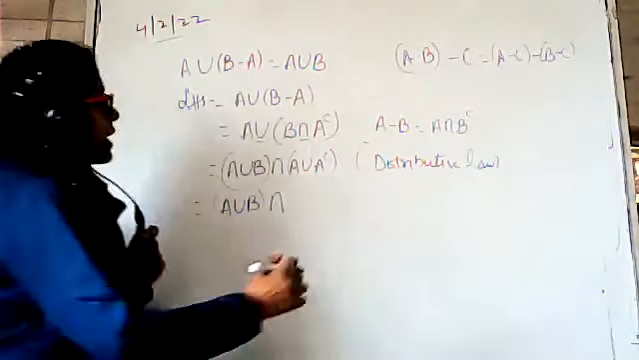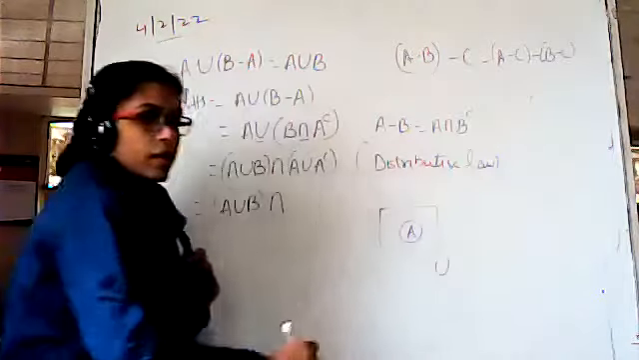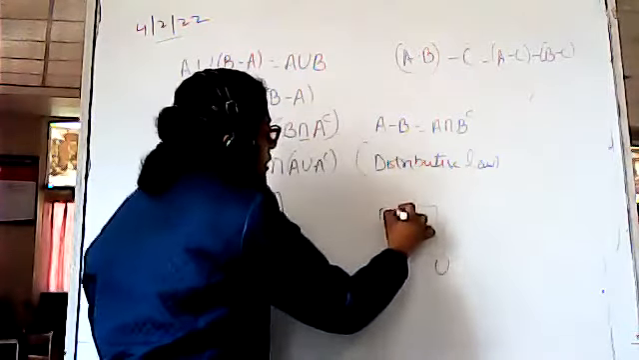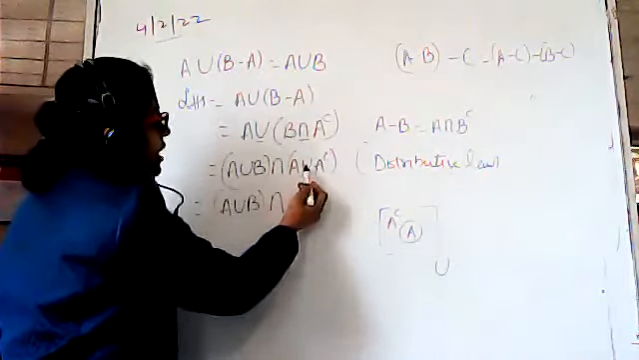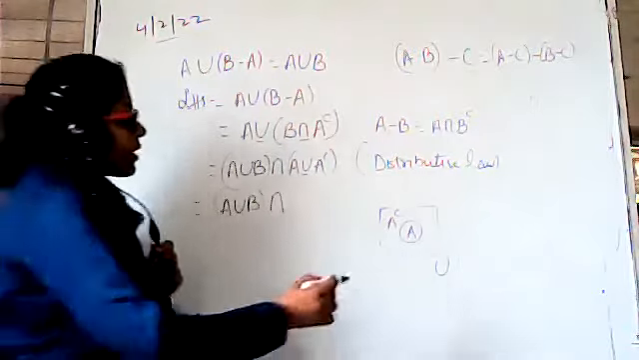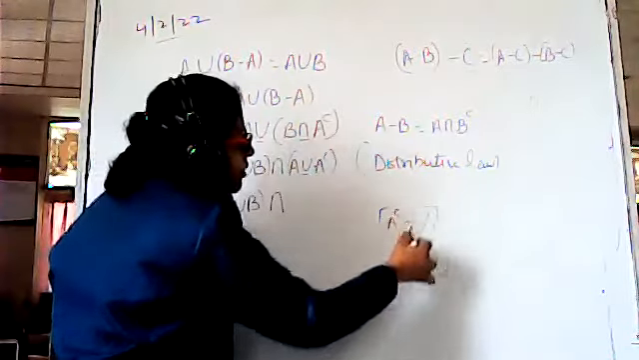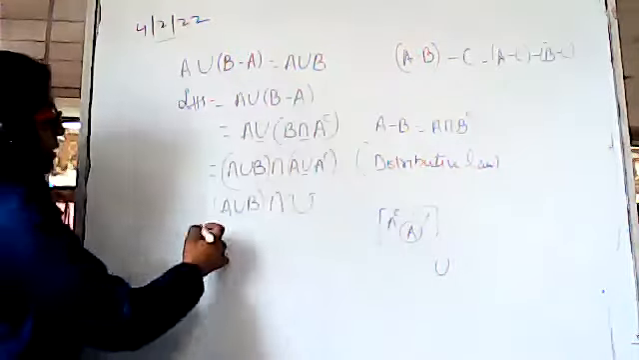So it will be A union B intersection A union A complement. This is the universal set. This is the set A. Outside the set is A complement. We are taking union. Union means either the element belongs to set A or the element belongs to A complement. So A union A complement will be the universal set.